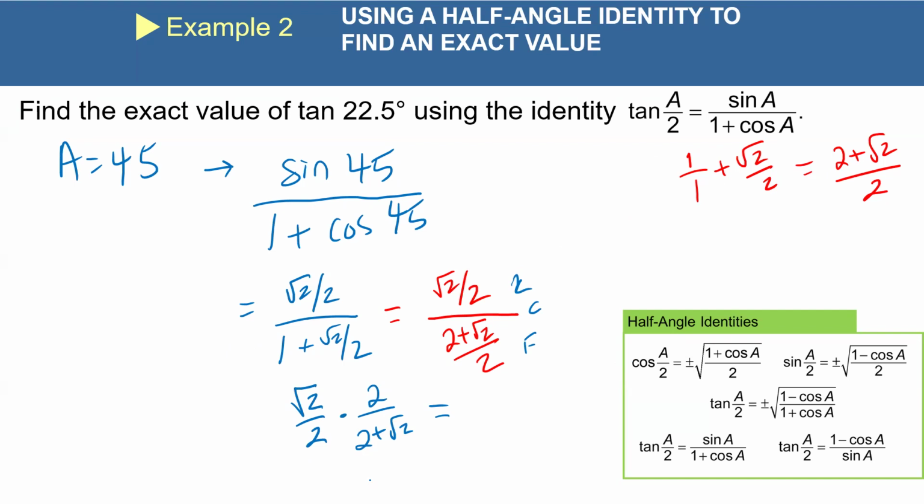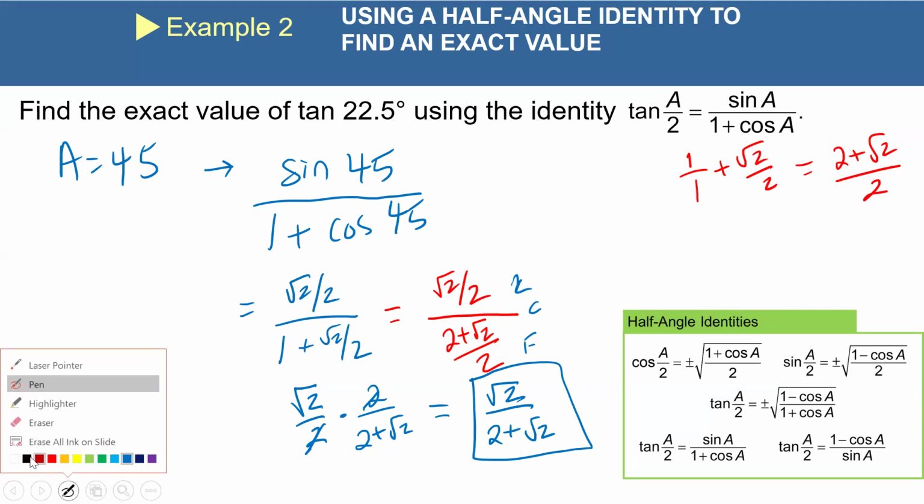What happens to your 2's? They cancel out, and you're left with the square root of 2 over 2 plus the square root of 2. Okay, technically, this is not over, but I'm okay if you stop here. Can someone tell me why it's not over? Because there's a square root in the denominator, and you have to rationalize it. I will quickly rationalize it over here for you.